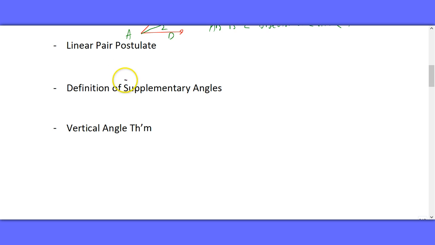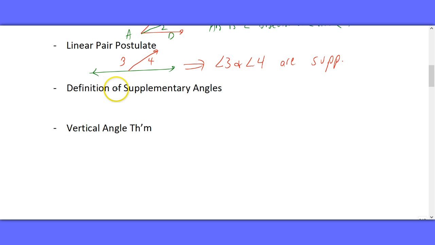Next, linear pair postulate. Linear means line, pair means two. So if we have a drawing like this, let's go ahead and use angles 3 and 4 now. Together, 3 and 4 are adjacent angles together that form a line. They are in linear pair. We could say then that angle 3 and angle 4 are supplementary to each other using the linear pair postulate.